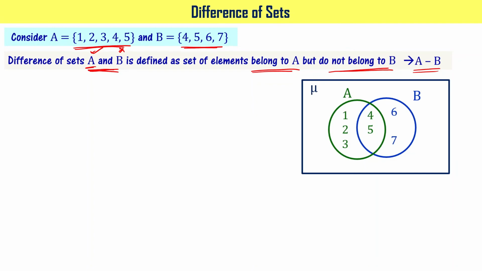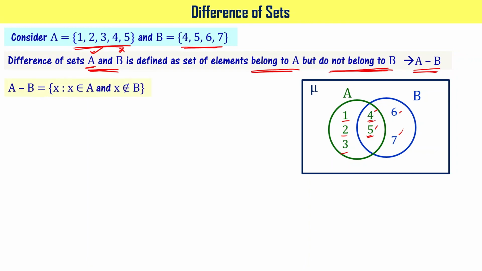When you represent that using Venn diagram, you can get a figure like this, right? A has got elements 1, 2, 3, 4 and 5 and B has got elements 4, 5, 6 and 7, right? The elements that are common to both A and B are 4 and 5, right? But what is the definition of A minus B or difference of A and B? That is, elements belong to A but not belong to B. Okay, elements belong to A but not belong to B.